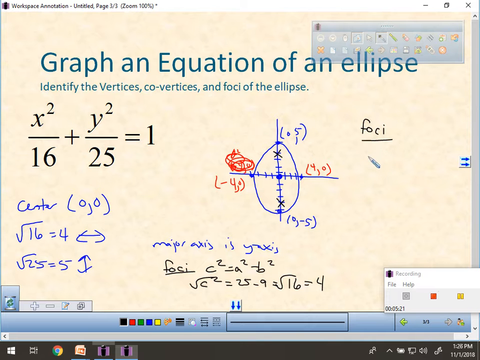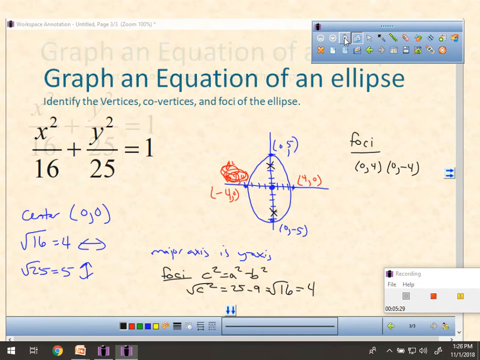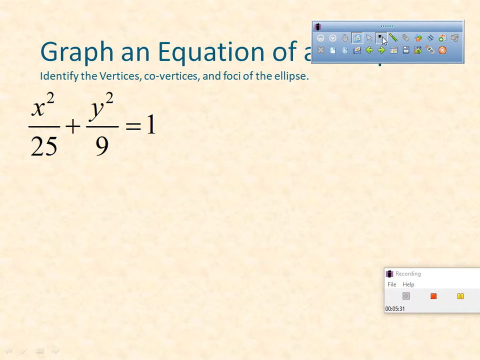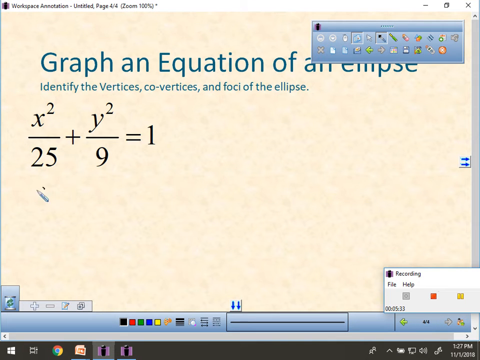And so I would label those 2 points 0, 4, and 0, negative 4, and that would be my 2 foci. Alright, if you look at another one, if we were to graph this one, again, the center of my ellipse is at 0, 0, and so then I'm going to plot that point at 0, 0.